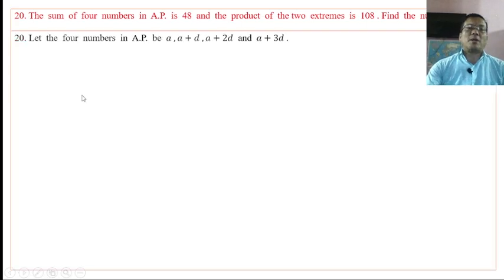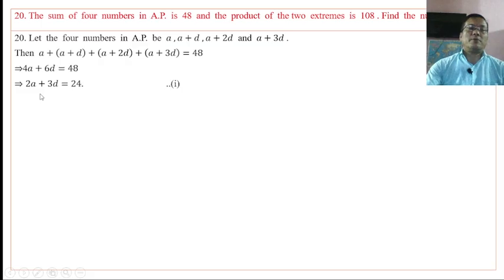Let the four numbers in AP be A plus D, A plus twice D, and A plus thrice D. Then by question, their sum is given as 48, from which we have an equation involving A and D, which is equation 1. And the product of the extremes, first and last, is 108.